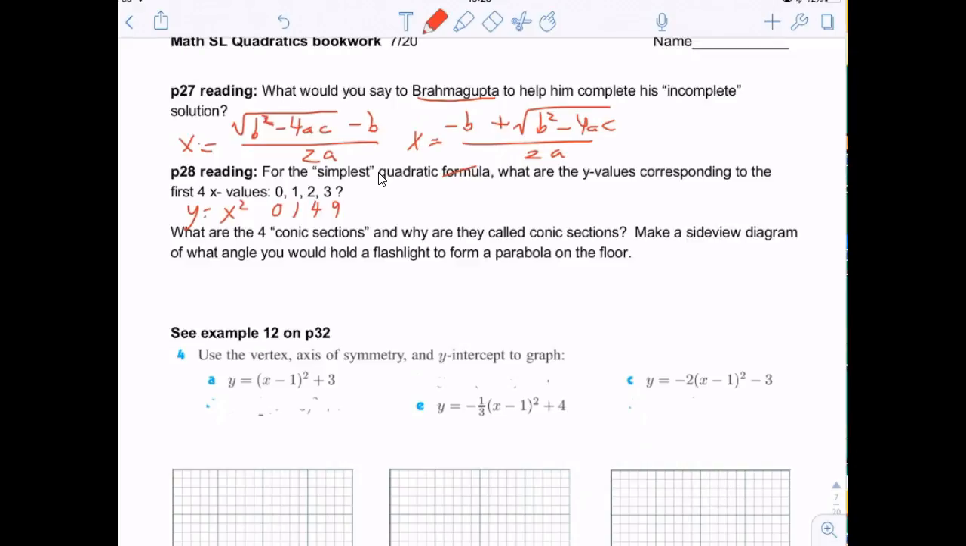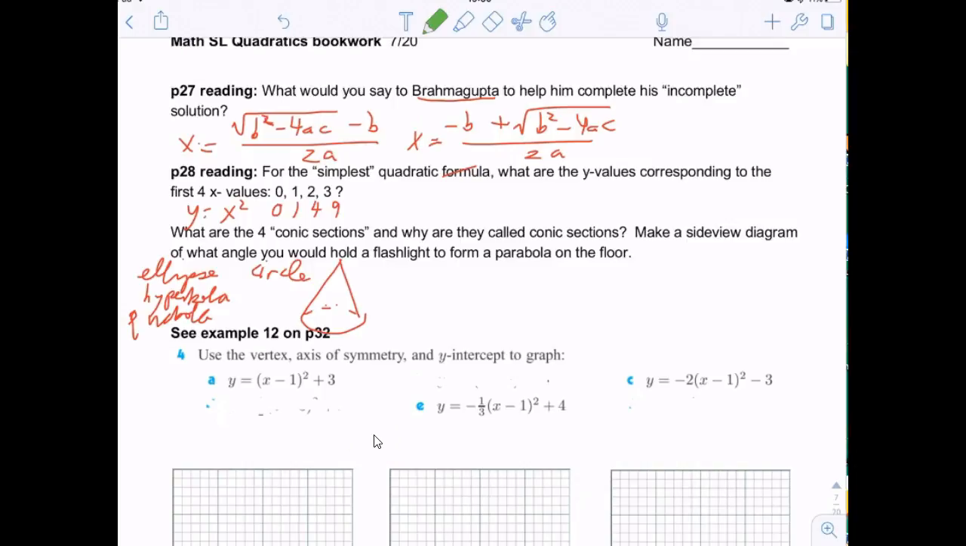What are the four conic sections, and why are they called conic sections? Okay, the four conic sections are ellipse, hyperbola, quadratic or parabola, and circle, which is actually kind of an ellipse, right? Why are they called conic sections? The reason is that they all can be made from a cone. Cones look like that, like an ice cream cone. If you cut the cone in the right way, then you can find any one of these conic sections.